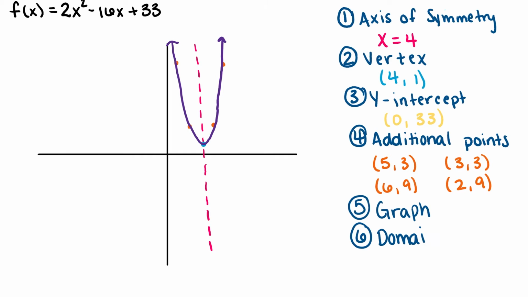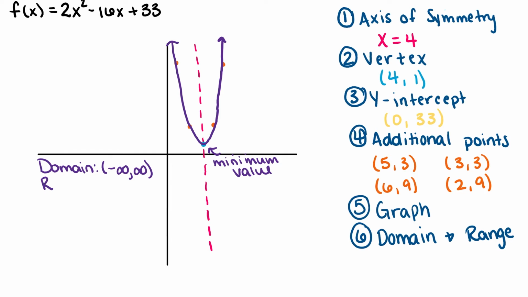Lastly, let's identify the domain and range. Notice our vertex is a minimum value. It is the lowest point on our graph. Our domain is all real numbers, or negative infinity to infinity, and our range is 1 to infinity. Starts at our minimum value and goes to infinity.